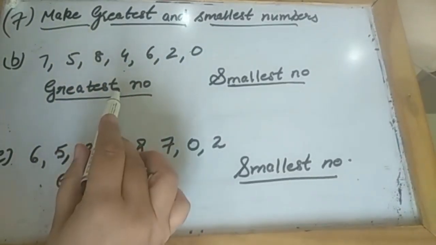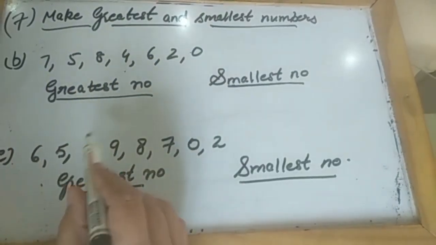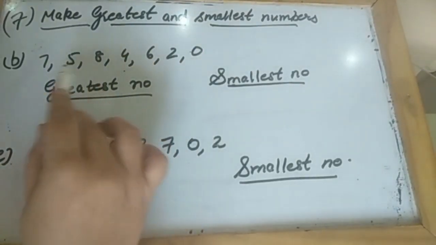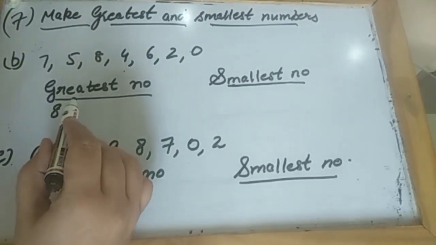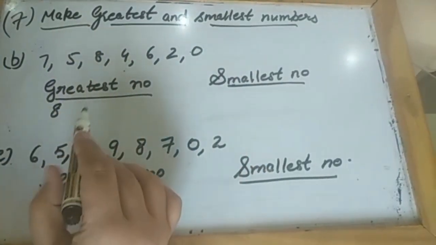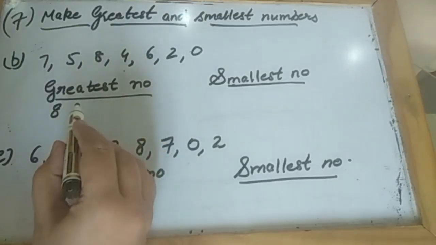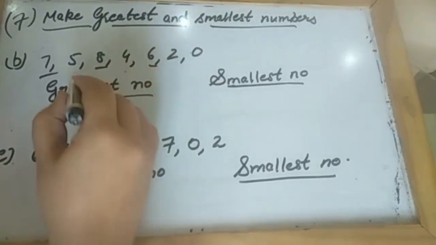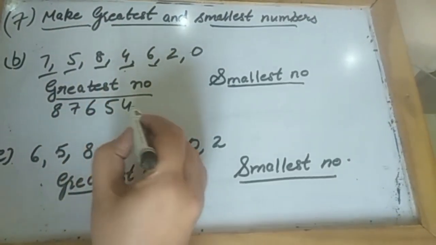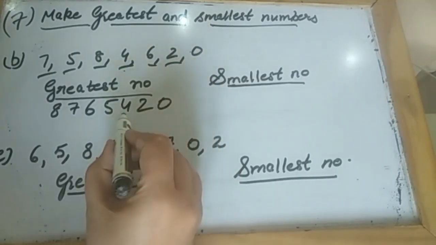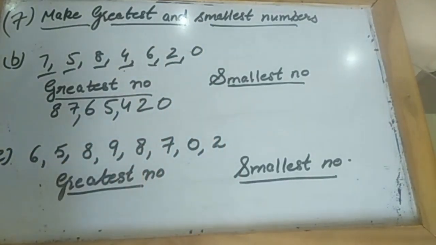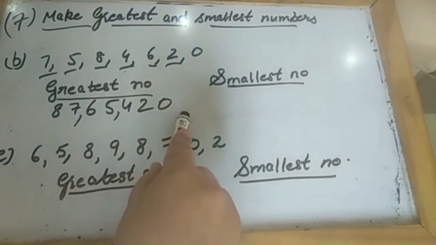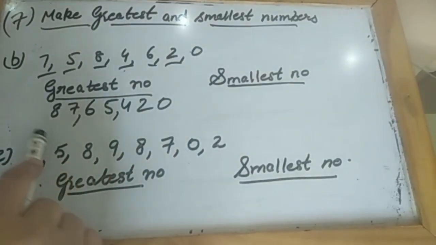Now to form the greatest number using these digits, I will start from the largest digit, which is 8, and then I will write the digits in their descending order, like first 8 and then 7, then 6, then 5, then 4, then 2, and then 0, and put the commas according to the place value system. So this becomes 87,65,420. So I write the digits in descending order if I have to write the greatest number, starting from the largest digit.